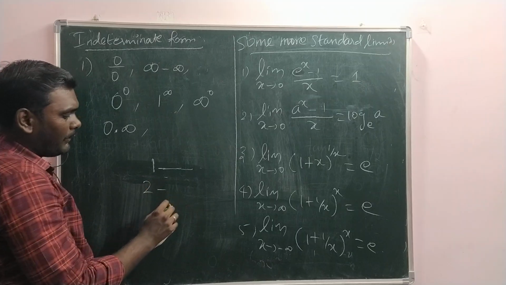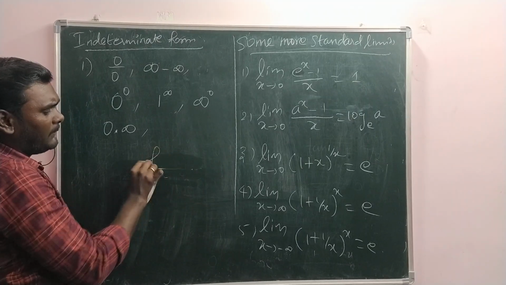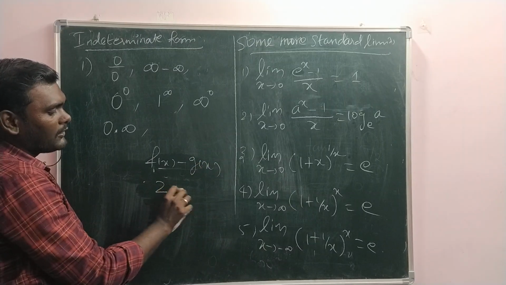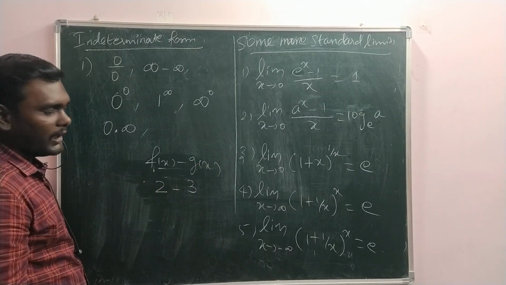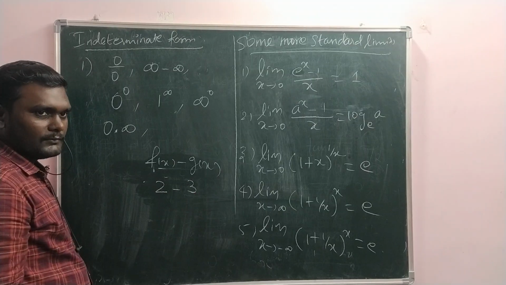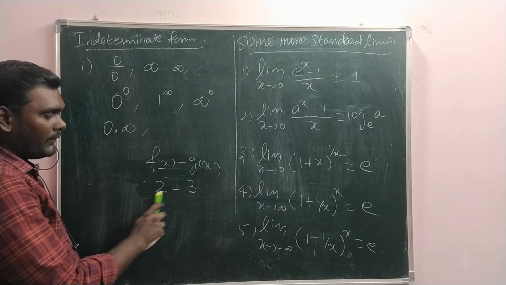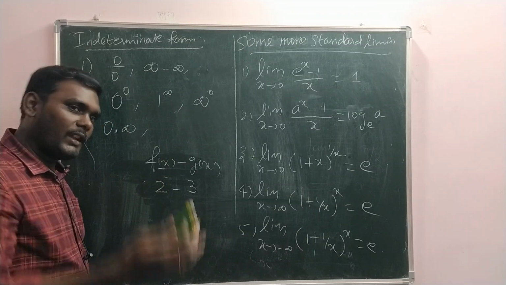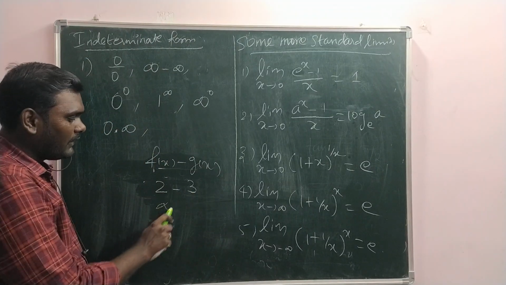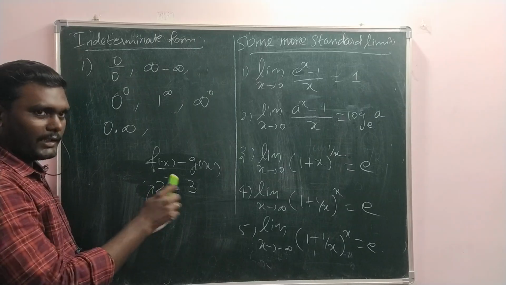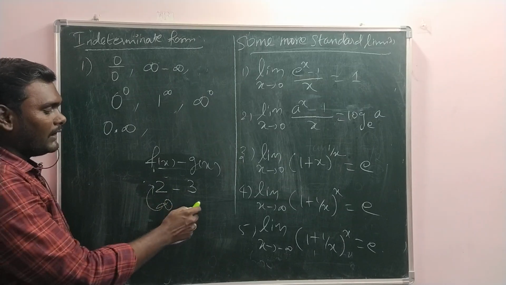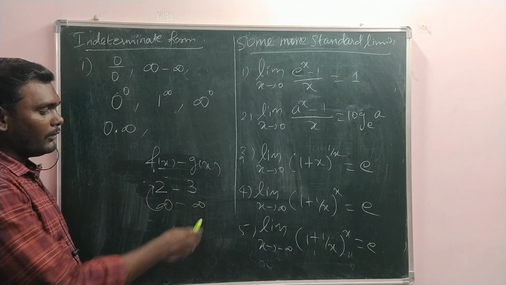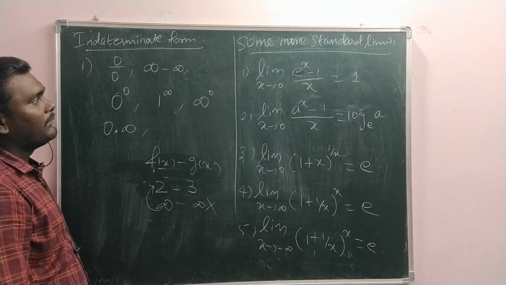Suppose f of x minus g of x, where f of x approaches 2 and g of x approaches 3, we can substitute and write it. They are different points, but infinity means we don't know what it is. It's way beyond that, right? So whether this infinity is near 2 or 3, we don't know. Who reaches first, the exact value, we don't know. That is why this is indeterminate form.